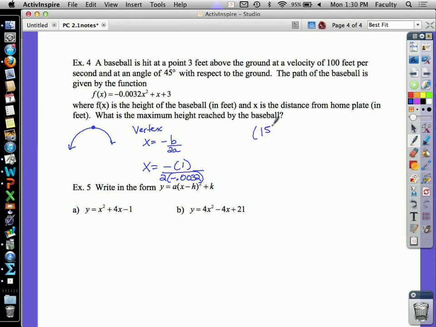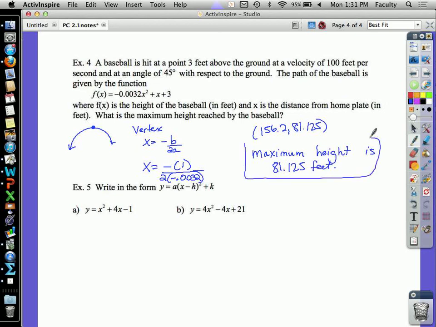So, the vertex is 156.2, and that was 81.125, something like that. So now, you need to make sure, though, in a word problem, that you actually answer it. If you give me the ordered pair, I'm going to take a point off because that tells me you don't know what you were trying to find. The maximum height is 81.125 feet. And it does occur when you're 156.2 feet from home plate. Okay, that does occur there.